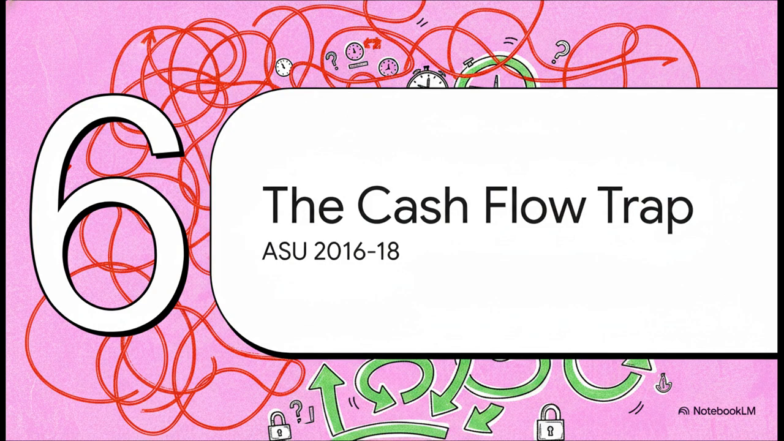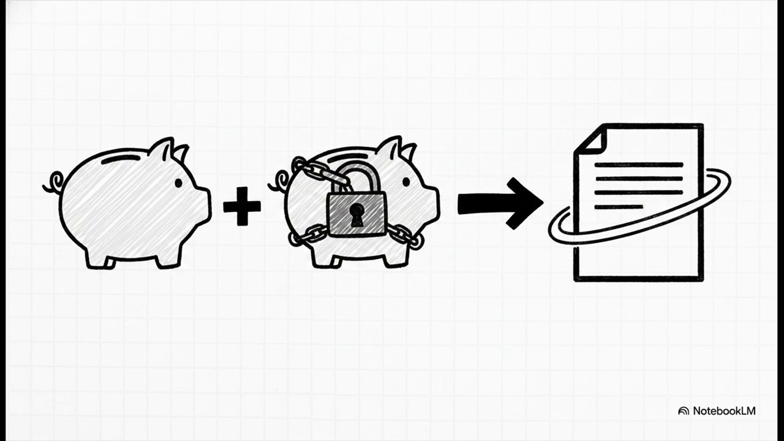Finally, Section 6, the cash flow trap and ASU 2016-18 requirements. Let's turn to our final statement, the statement of cash flows. There is a notoriously tricky compliance rule here that trips up even seasoned accountants during the final chaotic hours of the close. This is a major watch-out area, folks. Under Accounting Standards Update 2016-18, when you present your opening and closing cash balances on the cash flow statement, you cannot just grab your standard unrestricted cash line from the balance sheet and call it a day.